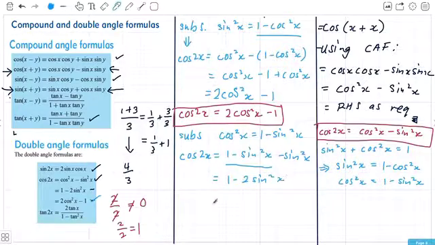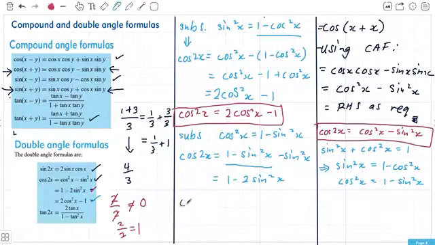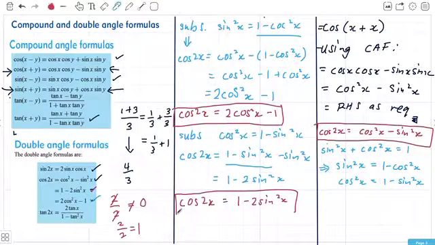sine squared x. So that other variation here, cos of 2x equals 1 minus 2 sine squared x. Okay. The last one, you can stop the video if you want to do this one. Try the tan 2x one. I'll do this one just because it's a really nice one. It uses a similar trick to the compound angle formula.